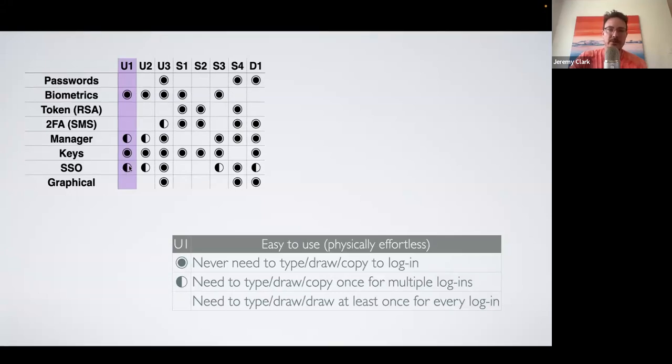Okay. Single sign-on, you log into Google, and then once you're logged into Google, then you don't have to log in for each individual site. And then a graphical password is just like a normal password. It's just you're drawing instead of typing.